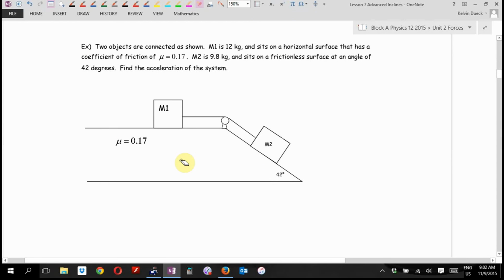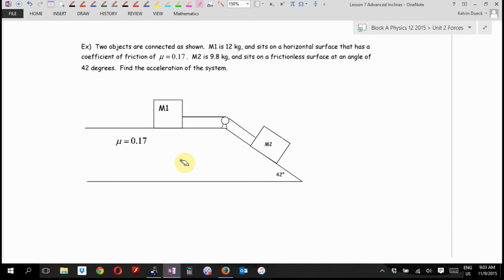Example. Next one. Ooh, an Atwood machine, but with a tilt. Okay. 2 objects are connected as shown. Mass 1 is 12 kilograms, check. Sits on a horizontal surface that has a coefficient of friction of 0.17, gotcha. Mass 2 is 9.8 kilograms, okay. And it sits on a frictionless surface at an angle of 42 degrees, gotcha. Find the acceleration of the system.